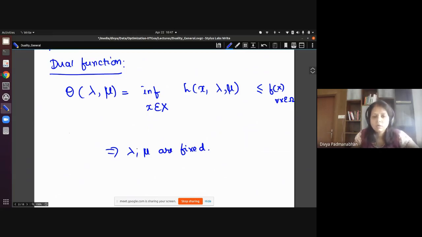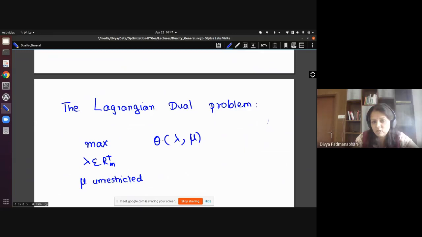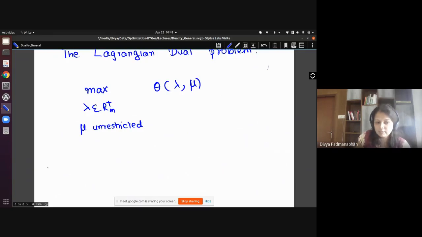So how best can you do? How far can you go? That is what the dual problem is. What is the maximum value of theta of lambda and mu if you're allowed to vary lambda and mu? For this problem, the decision variables are lambda and mu, where lambda is greater than or equal to 0 and mu is unrestricted. If I write this fully, this would be the maximum over lambda greater than 0, component-wise, and mu unrestricted.